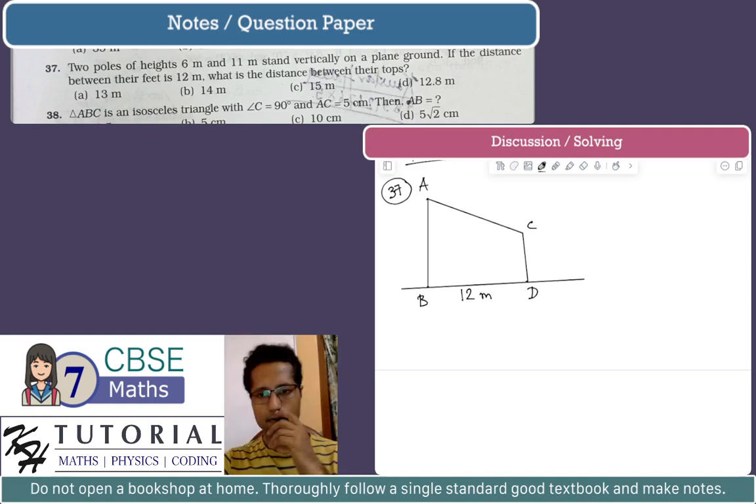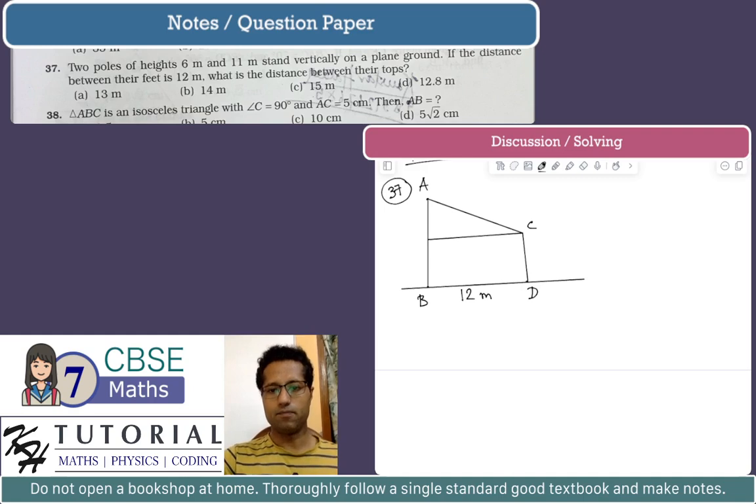Now, this is a very standard problem. You might already have done this problem many times. So we draw a line from the point C parallel to the ground, that is BD. Let's say that it intersects the pole AB at point E. So we have the right angle triangle AEC. Now this is also 12 meter because we have drawn it parallel to BD. We have to find AC, and what is AE?